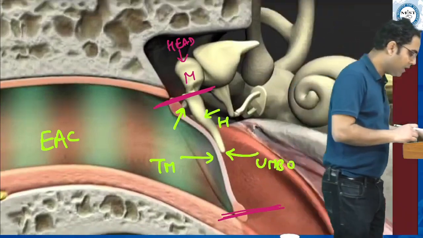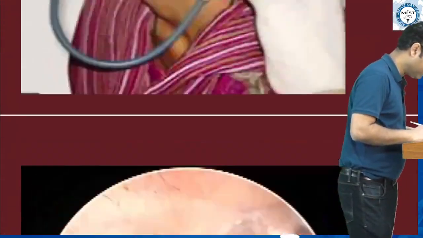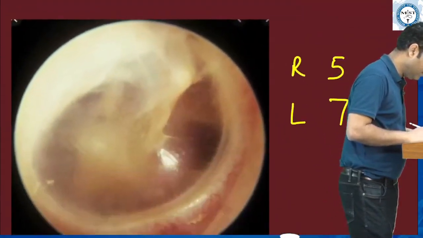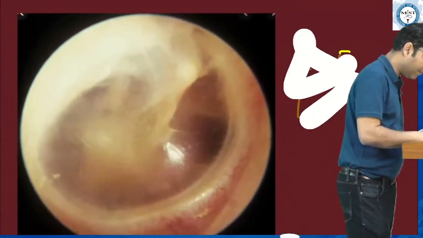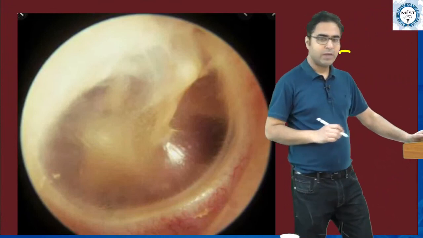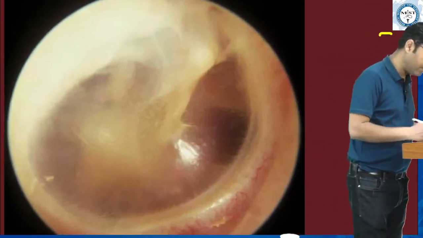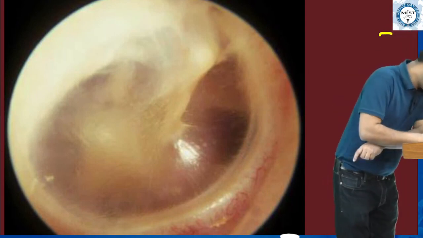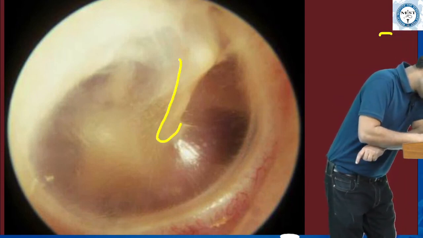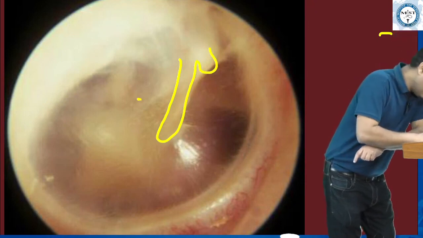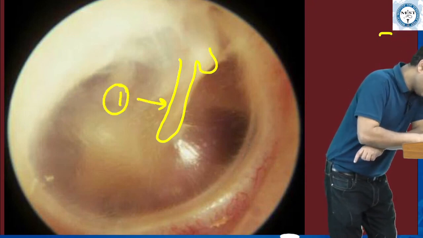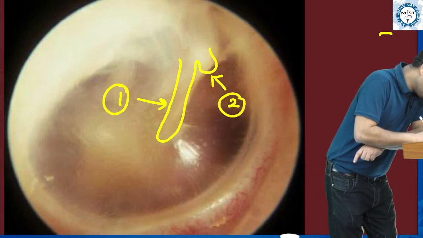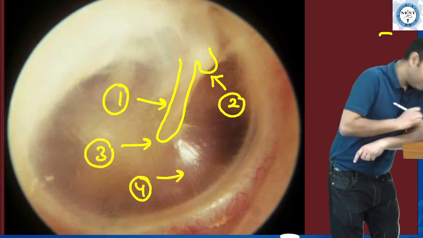Okay. Now in the real tympanic membrane, if you see, this is your tympanic membrane. Now where is the malleus? First of all, let us focus here. Let me draw it for you. This is your malleus, handle of malleus, lateral process of malleus. Now please see, this is the handle of the malleus. This is number 2, lateral process of the malleus. This is number 3, umbo, and number 4, cone of light.